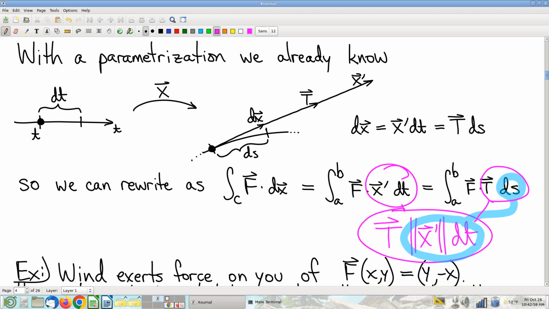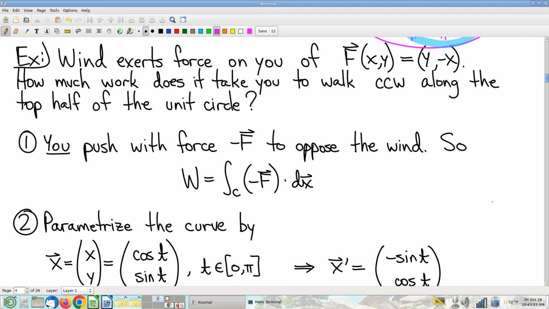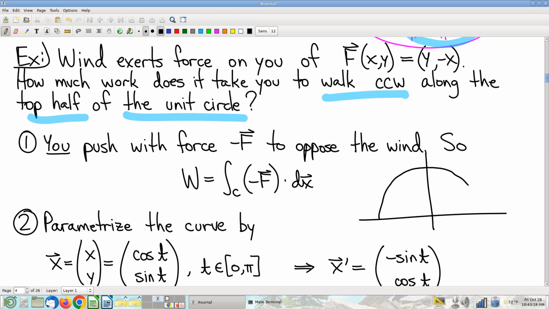All right. Let's do one. All right. So, you're walking around on a windy day, and you're in particular going to walk counterclockwise along the top half of the unit circle. Let's real quick draw a picture of that. Here's the top half of the unit circle. And let's see here now. It says specifically that we are walking counterclockwise. Counterclockwise is this way. Like that. All right, so there's our walking path.